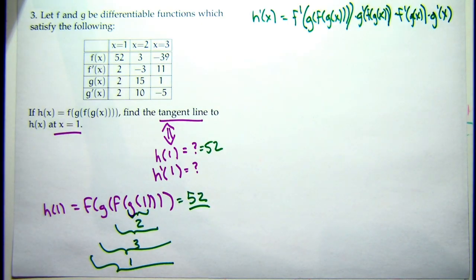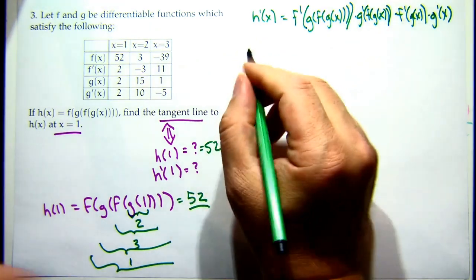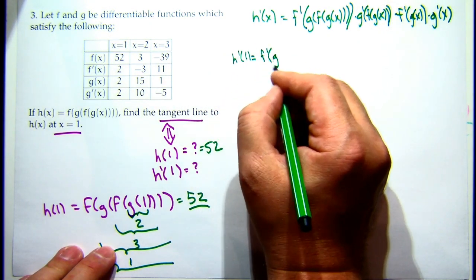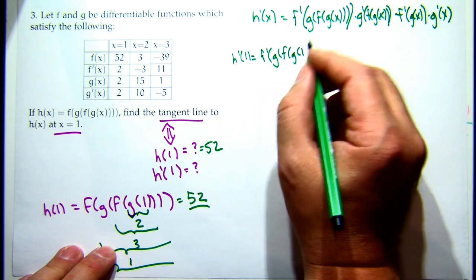So this is one of those rules of a function and a function and a function and a function. Okay, so we're just going to go through and we're going to plug in 1. So h prime of 1. This is going to really test. Do you know how to read off the table?